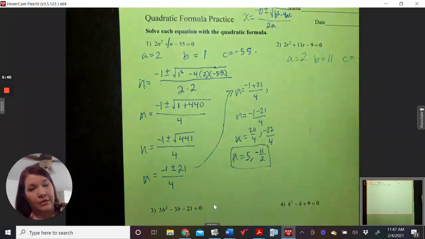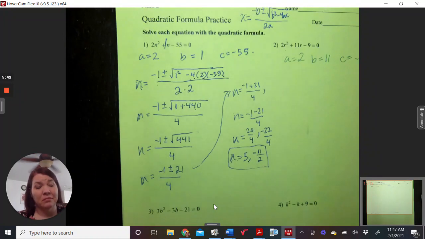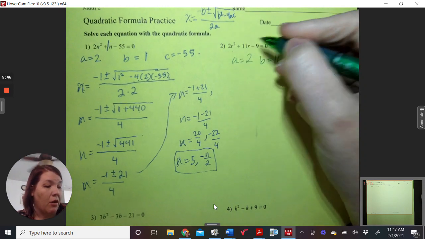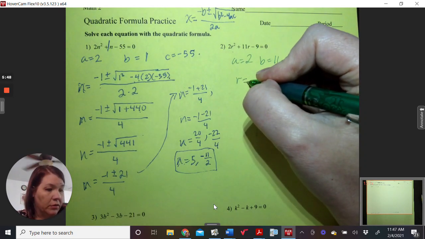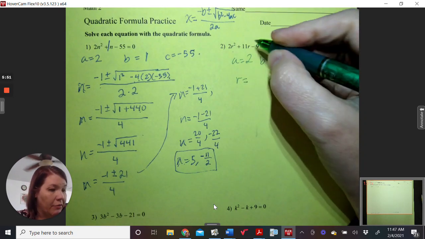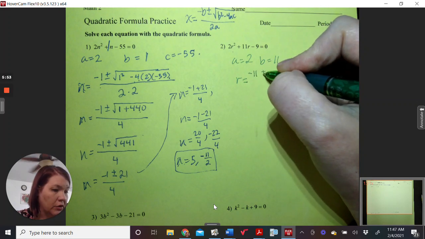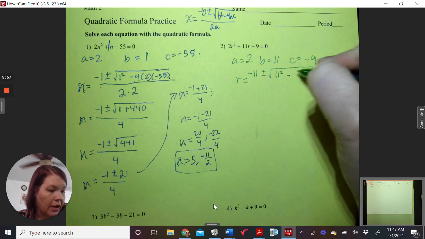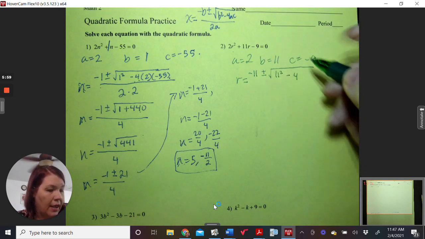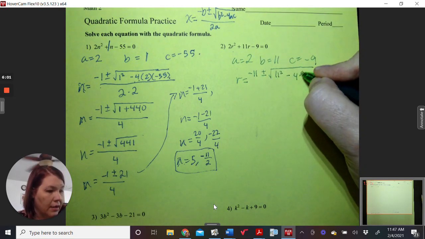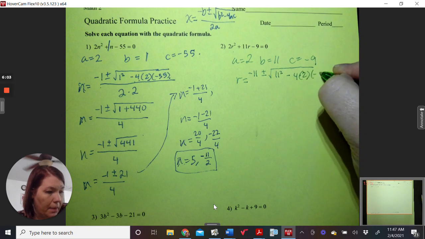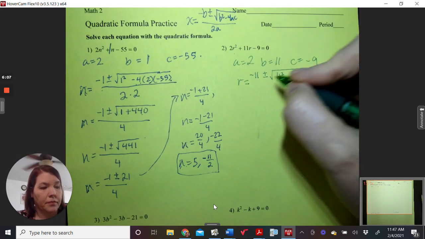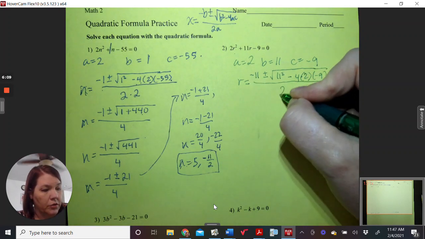It doesn't matter. It matters. Matters enough to change it. So this time I have R. So R equals negative B, -11 plus or minus the square root of B squared minus 4AC, all over 2A.